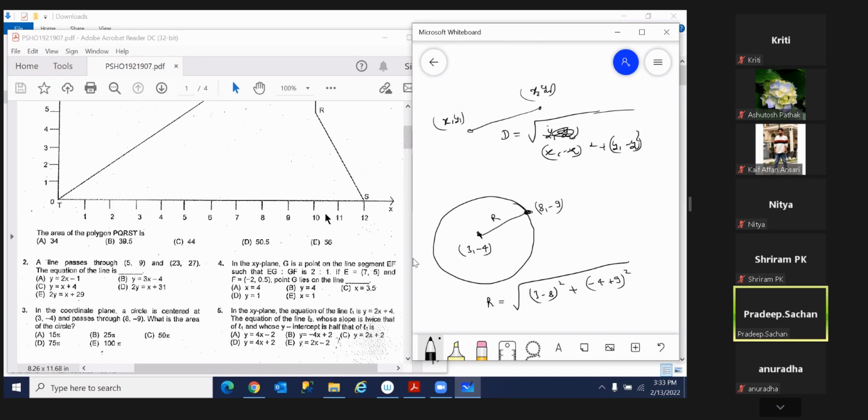So that will become 5 square 25, 5 square 25. So eventually it will become root 50. This means R will become 5 root 2. So radius will become 5 root 2, and if radius is known, area I can easily find out. Area of a circle will be pi r square. So it will become pi into 50. So 50 pi will become my answer.